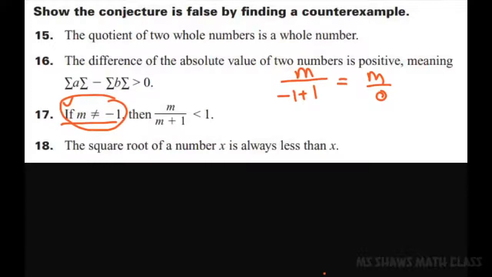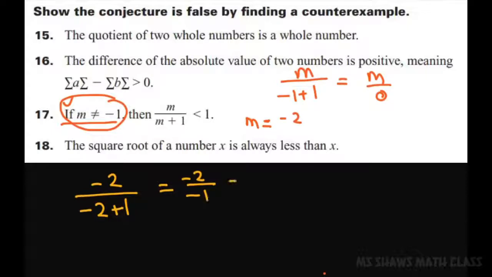So let's try to pick an M. Let's let our M be -2. We might not be right, but -2 divided by -2 plus 1 is going to be -2 divided by -1, which equals 2, and that is not less than 1. So our M would be -2.